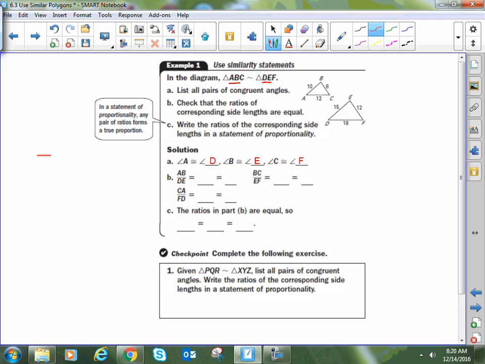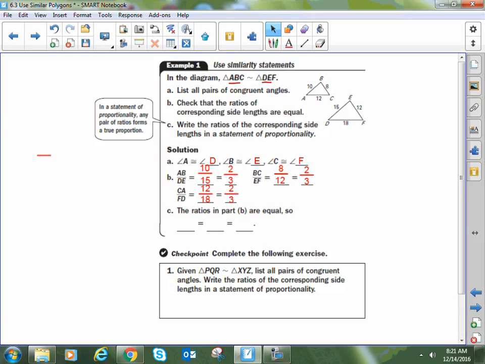So those two figures, or those two sides, must correspond to each other. And we're just going to either, again, look at the name or look at the diagrams to see how they work. So that's why down here in part B, we're setting up the ratios as AB over DE, BC over EF, and CA over FD.